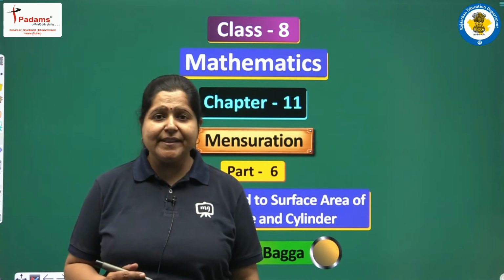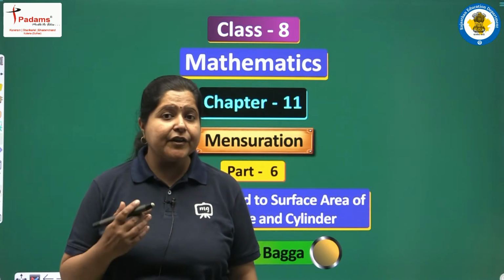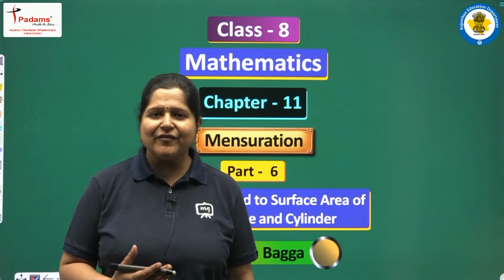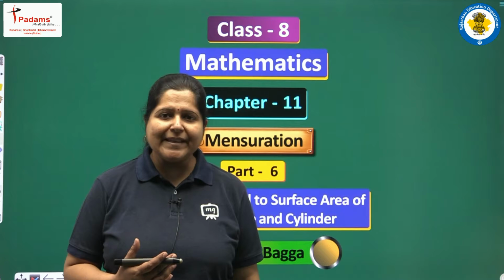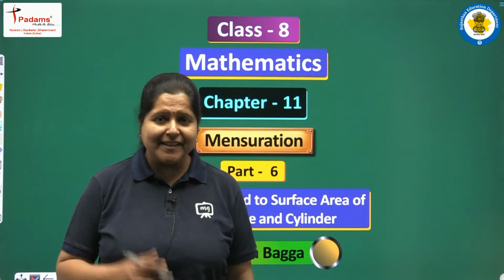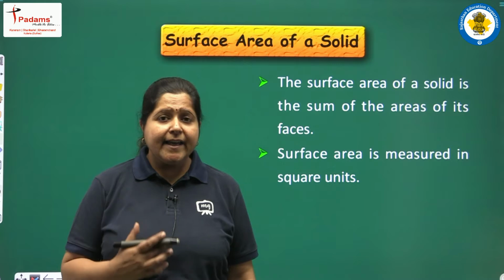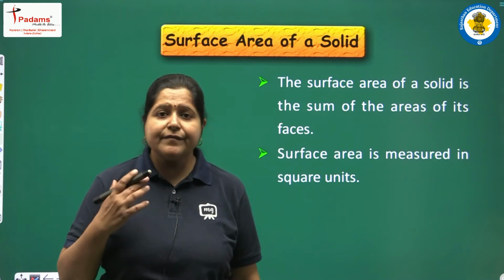In our previous video, we discussed how to find the surface area of a cube, cuboid or cylinder. We derived some formulae also related to these surface areas, and today we will be doing some examples based on these surface areas. Before we start, let us recall that the surface area of an object is the sum of the areas of its faces.